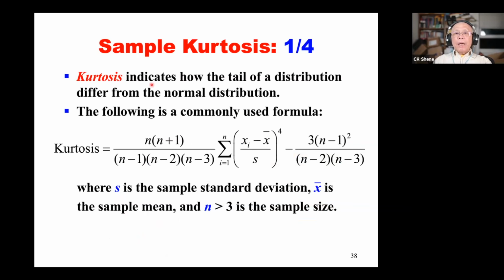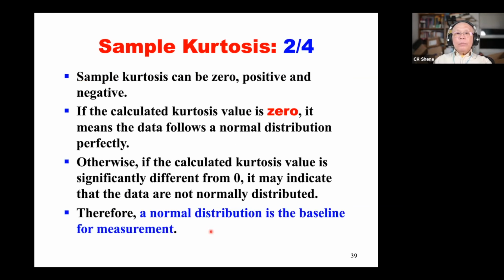Kurtosis indicates how the tail of a distribution differs from the normal distribution. That is, the base measurement is the normal distribution. This is the way to compute kurtosis. Here, S is a sample standard deviation, X bar is a sample mean, and N has to be greater than 3. Sample kurtosis can be 0, positive, and negative.